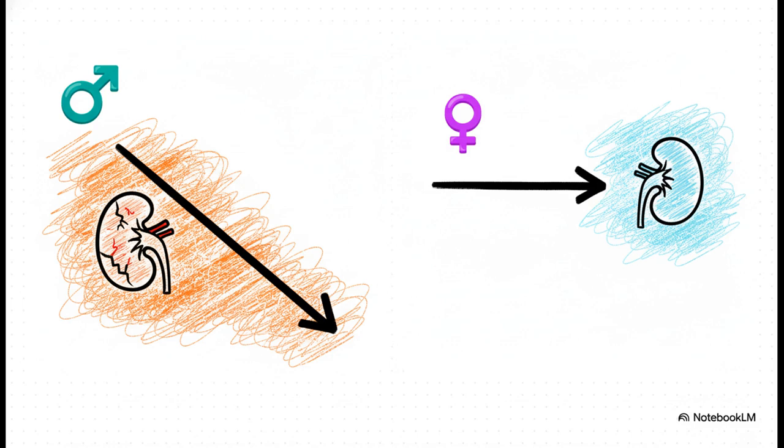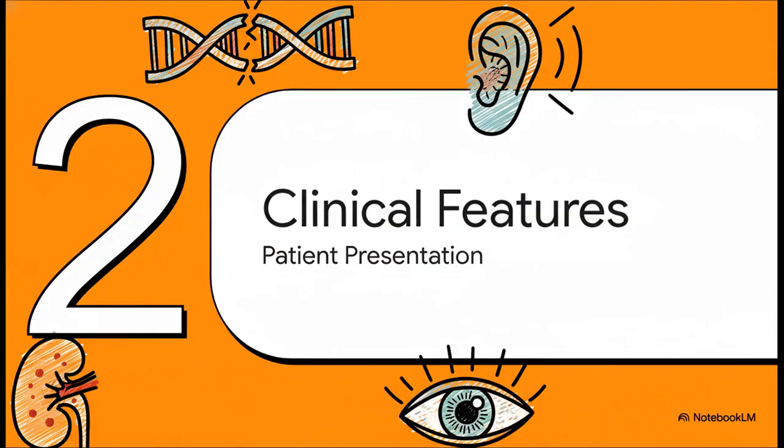Males, right, they only have one X chromosome, so they get the full severe disease, and it typically progresses to end-stage renal disease pretty early in adulthood. Females, on the other hand, are heterozygous carriers. Because of random X chromosome inactivation, what we call lionization, they end up with a mix of normal and defective basement membranes. This leads to a much more variable and usually much milder clinical course, often just limited to microscopic hematuria.